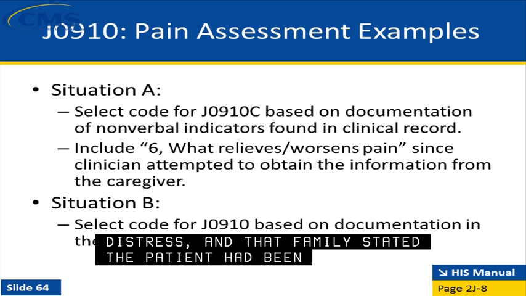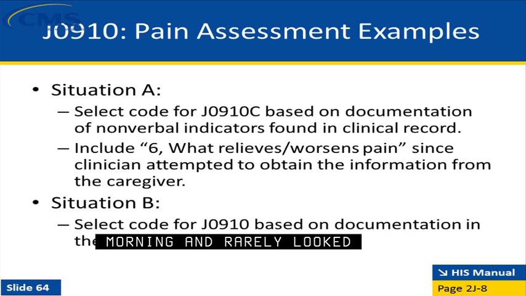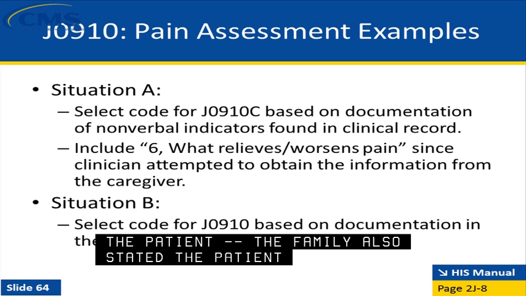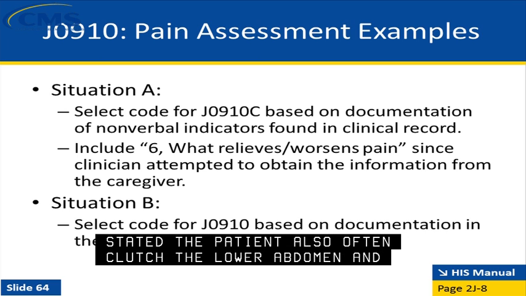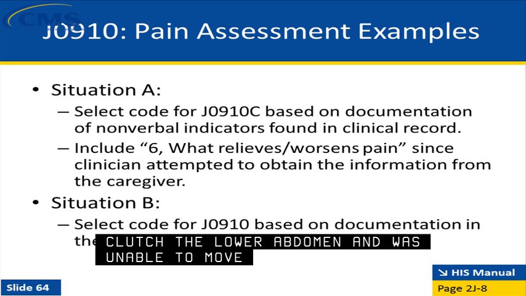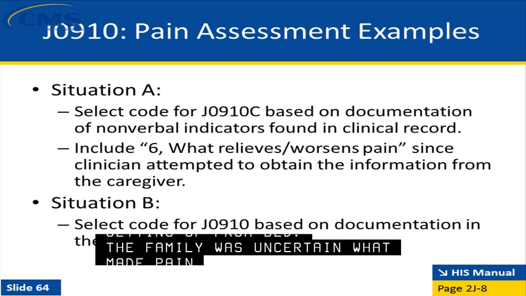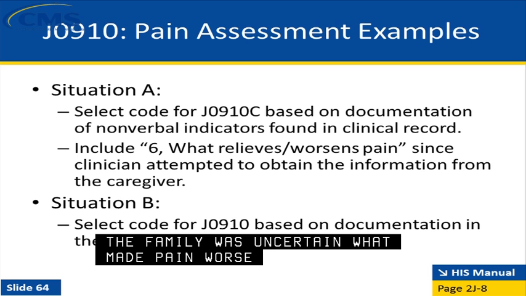The family also stated the patient often clutched their lower abdomen. The patient was unable to move because of signs of distress when turning or getting up from bed. The family was uncertain what made pain worse or better. There's a lot of information in this example, so I want to walk through it together.